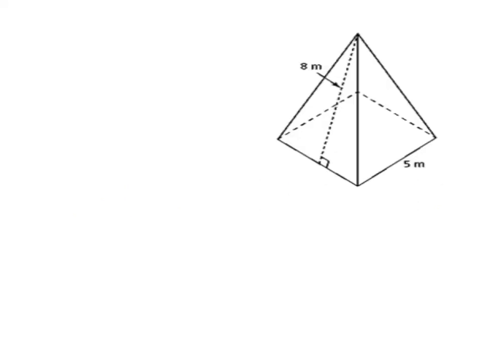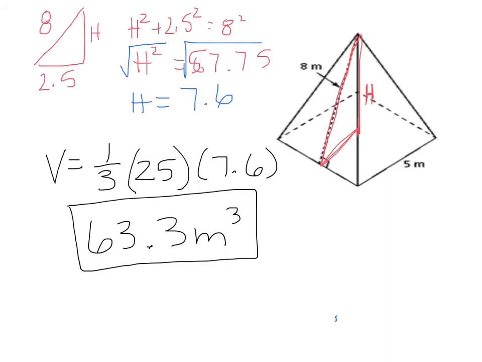I want you to pause the video. Yes, pause the video and attempt this problem by yourself. Here I'm given the slant height, so you have to make sure to draw up your right triangle and figure out what is the height of this pyramid. First, when you found the height of your pyramid, you should have gotten 7.6. It's going to be h squared plus 2.5 squared, because it's half your side length. Remember, whenever you're looking for the slant height or the height, you always want to use half the side length.